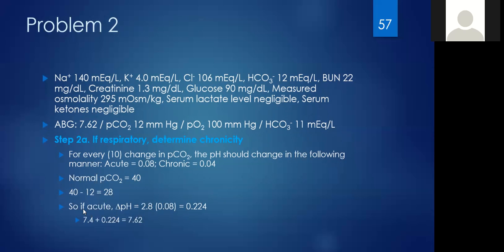So that means if this is an acute respiratory alkalosis, we would expect the change in pH to be 2.8 times 0.08, which is 0.224. If we add it to a normal pH of 7.4, it gives us 7.62, which is exactly what this is. So based off of our expected change in pH, this should be an acute respiratory alkalosis.